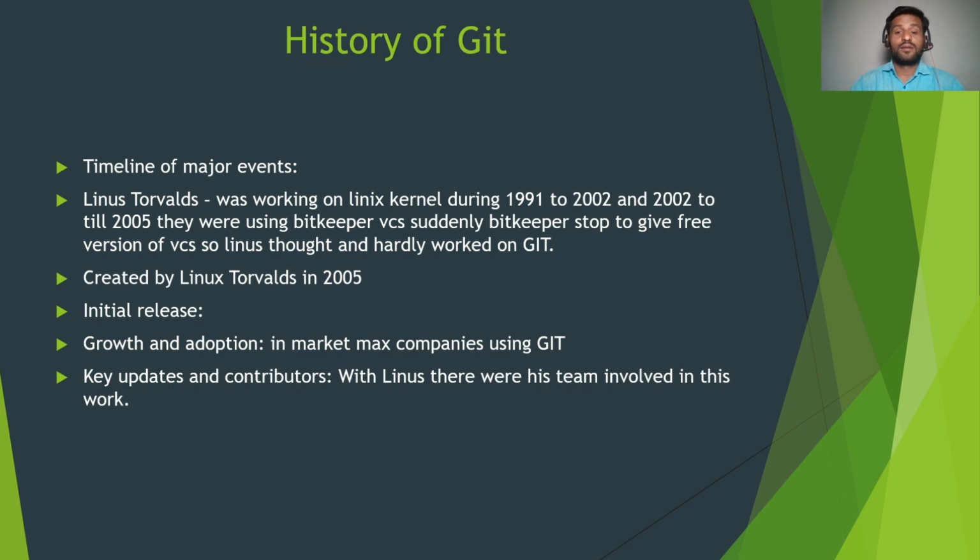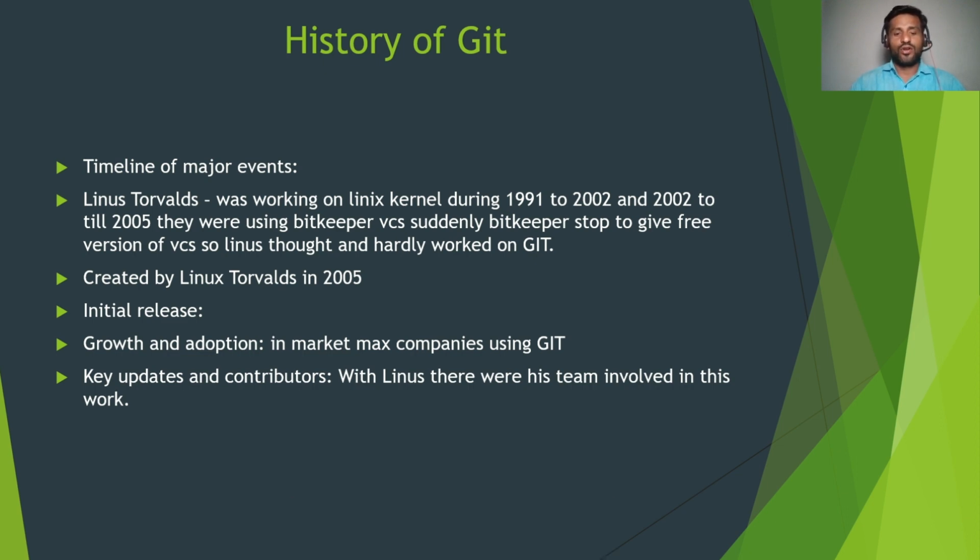And Linus Torvalds and his team started to work, and they created Git. They worked very hard, and really it is commendable. Linus Torvalds created Git in 2005. Growth and adoption happened like this: currently in the market, the maximum number of companies use Git only. Better things were brought by Linus Torvalds. Thank you so much to Linus Torvalds from my side also, because we are working and learning due to Linus Torvalds only.